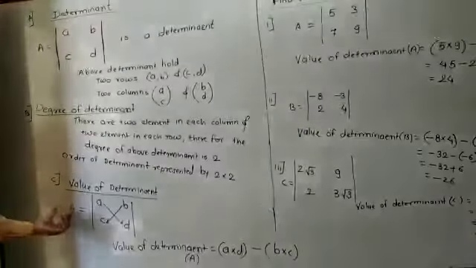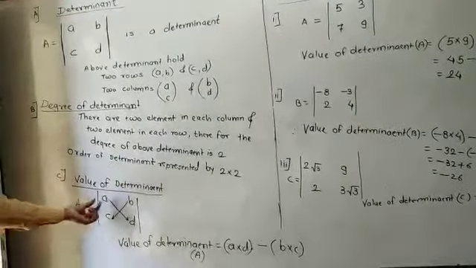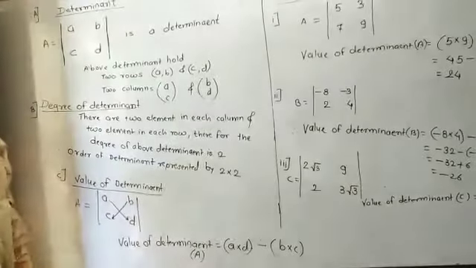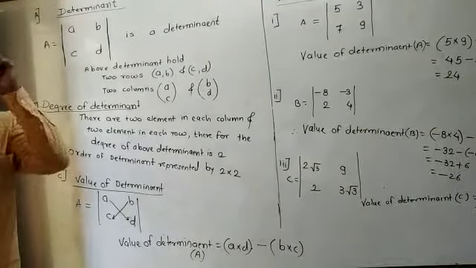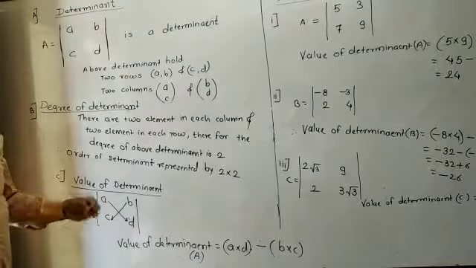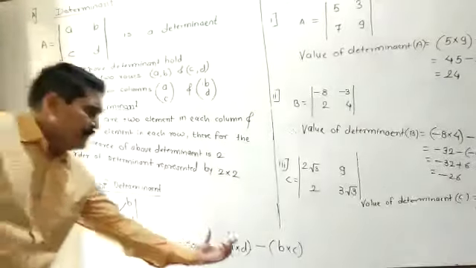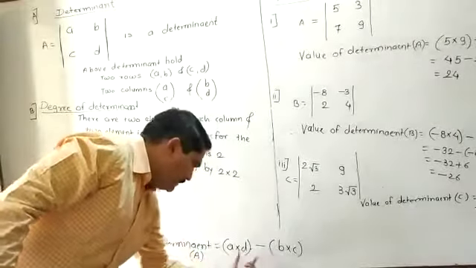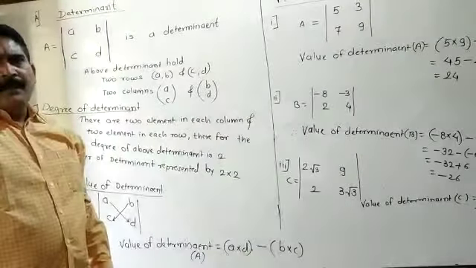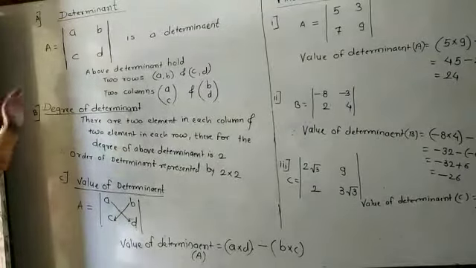If you want to find out the value of determinant A, at that time you have to do like this: A multiplied by D minus B multiplied by C. You have to draw the arrows pointing downside and do the product in between them, and after finding the product you have to find the difference of the products, means A multiplied by D minus B multiplied by C. I think you understand how you have to find the value of the determinant. These are the three steps.